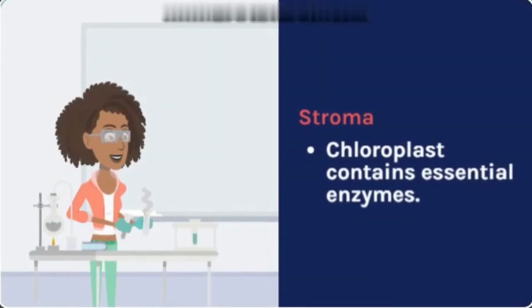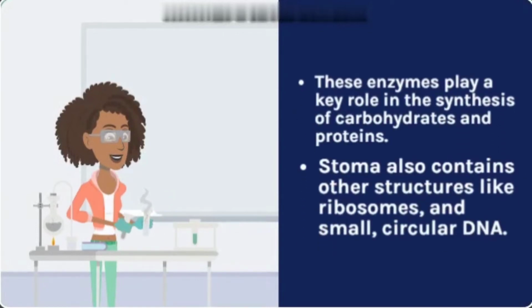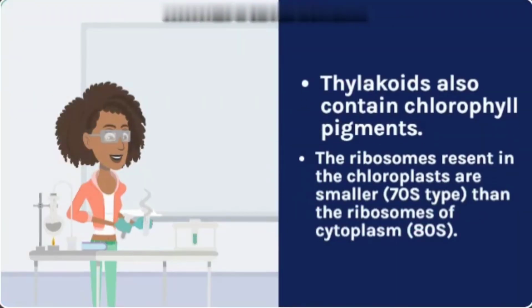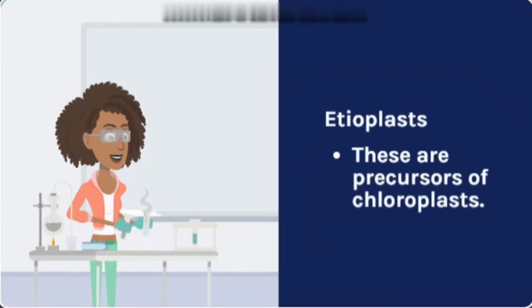Stroma. Chloroplast contains essential enzymes. These enzymes play a key role in the synthesis of carbohydrates and proteins. Stroma also contains other structures like ribosomes and small, circular DNA. Thylakoids also contain chlorophyll pigments. The ribosomes present in the chloroplasts are smaller, 70S type, than the ribosomes of cytoplasm, 80S.